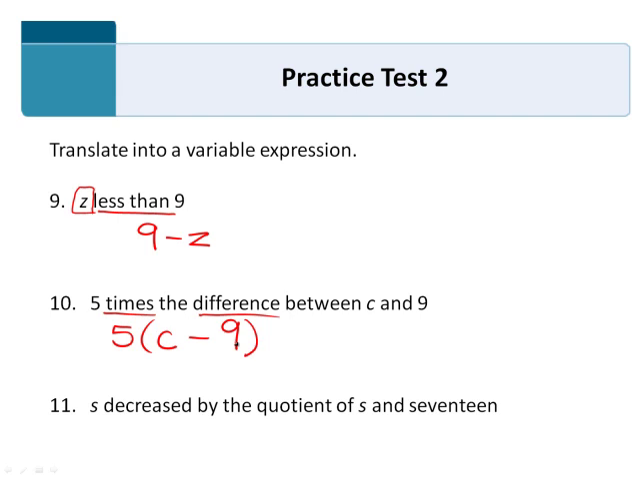All right, number 11. S decreased by the quotient of s and 17. Okay, so let's see. We have decreased by, and we have quotient. Okay, so s decreased by, you just do s and minus. Okay, now we're decreasing it by a quotient. Remember, quotient is division, and we want the quotient of s and 17. So the and is where the division sign goes. So s goes on top and the 17 goes on the bottom. Okay, so that's your expression, s minus s over 17.